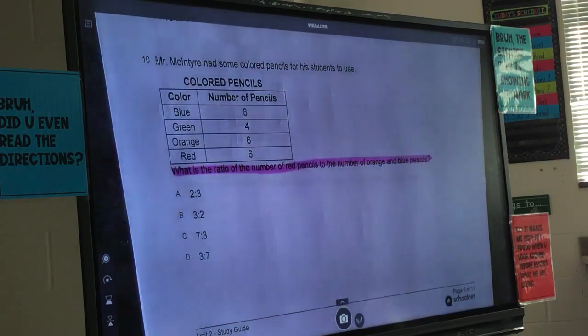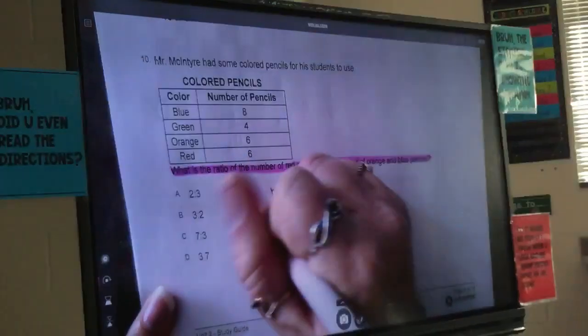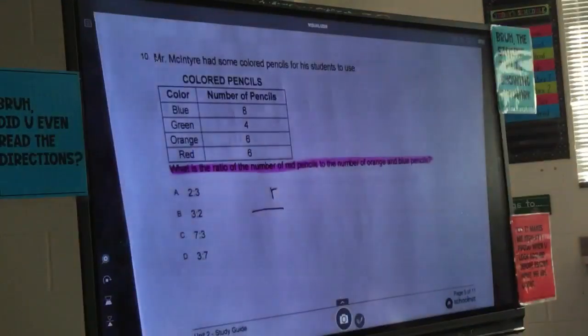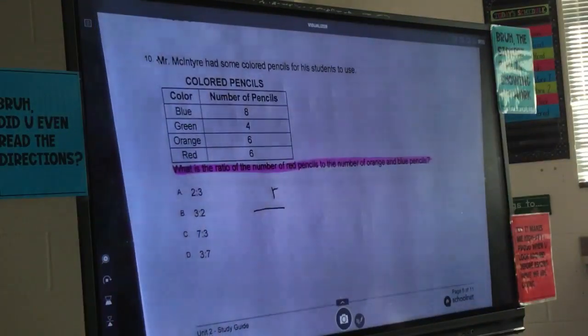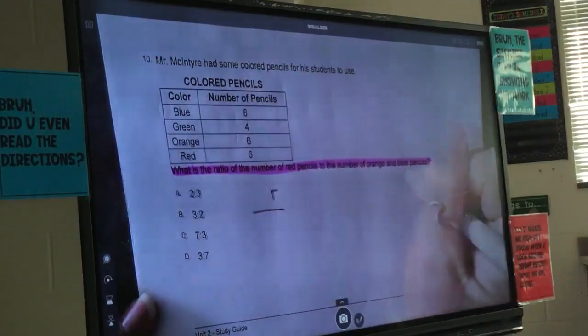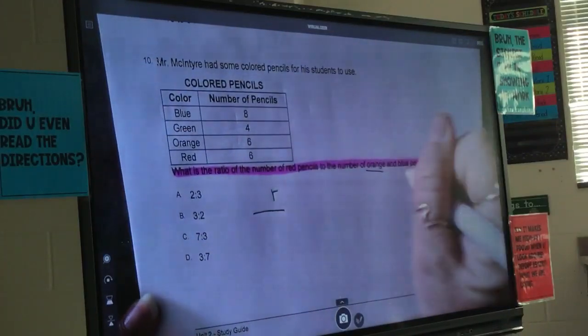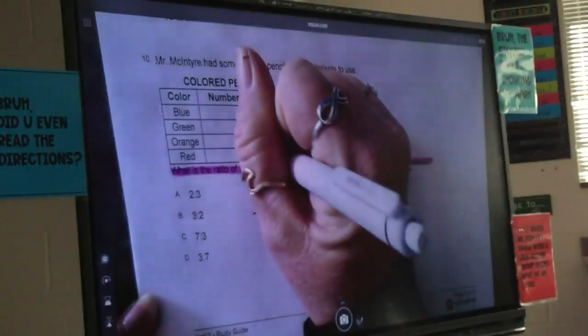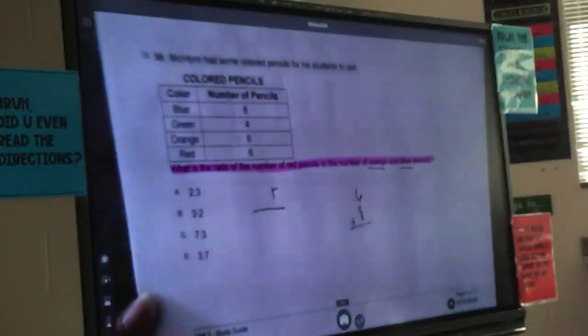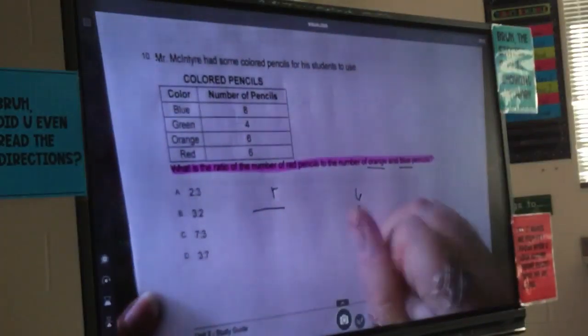Joshua, what are we looking for, sweetie? What is the number of red pencils to orange? So we're looking for red to orange and blue. So does that mean we're adding the total of all of them? Or what? How are we solving? Because this problem is a little bit different than finding the total. Ansley, you're not adding all of them together. You're leaving red out, and then you're going to add orange and then blue. So I'm just going to add orange and blue. So I have orange, which is 6, blue, which is 8. So what is 6 plus 8? Ansley? 14.